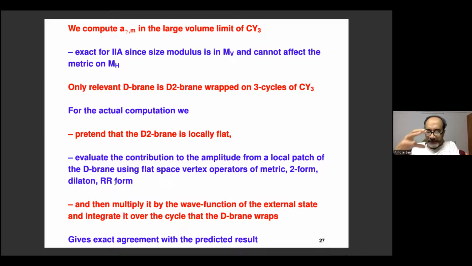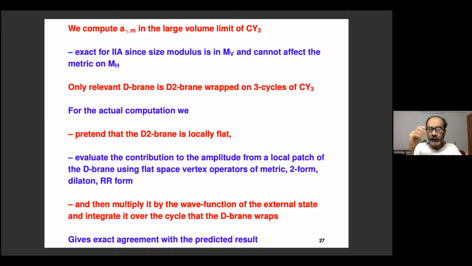Then this result has to be multiplied by the wave function of the external state, and then integrated over the cycle that the D-brane wraps. And here the Calabi-Yau geometry becomes important, because what do you mean by the wave function of the external state? For example, suppose you are trying to calculate the dependence on the complex structure.